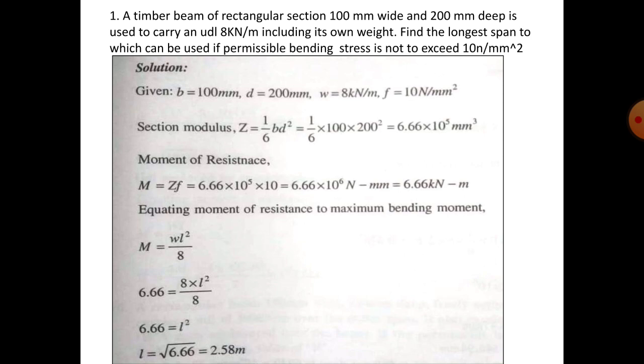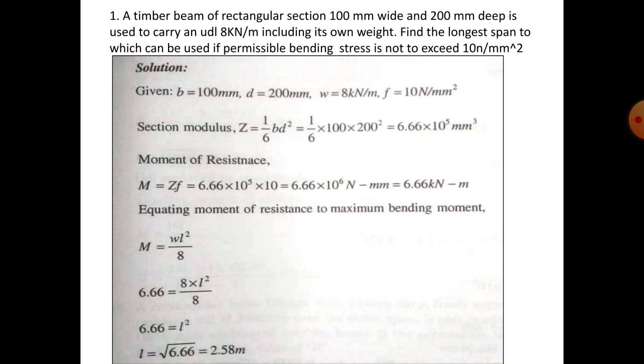First we have to find out the section modulus. It is said it is a rectangular section, right? A timber beam of rectangular section. So what is the formula for the section modulus for a solid rectangular section? It is BD square by 6. BD square by 6 is the formula for section modulus. Substitute the values and get the section modulus in mm cubed, right?